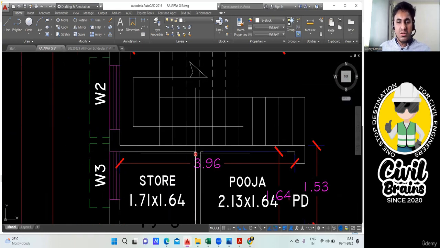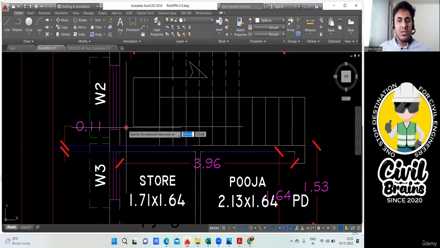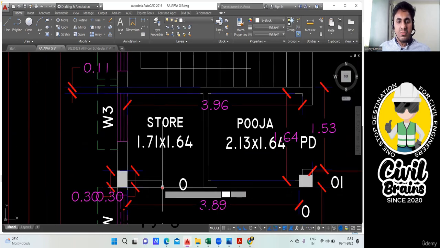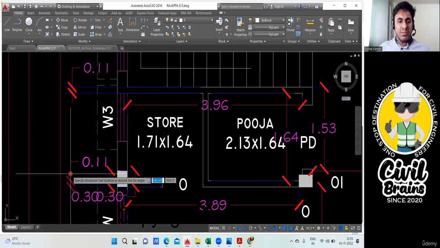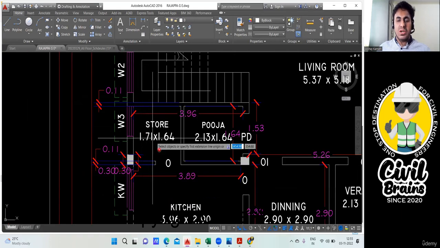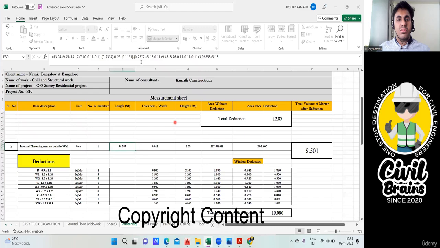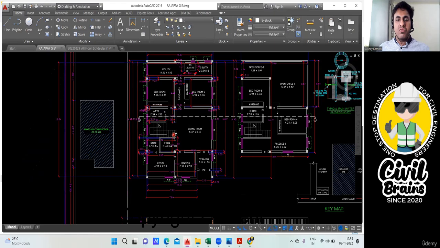This is all 0.11, and this is also 0.11. Getting my point, no? So that is why I've taken 0.11 three times and 0.23 two times. So again, minus 0.23 into 2 times. Done. So ground floor, everything I have done. So here everything I have done.